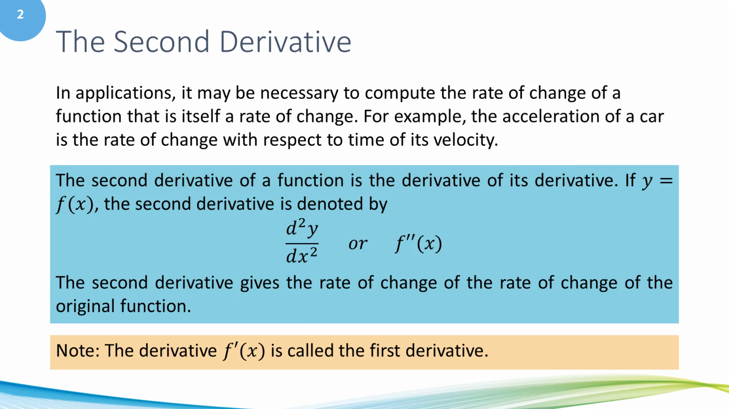The first higher order derivative that we will learn is the second derivative. This is obtained from deriving a function twice. We can also see this as the first derivative of the first derivative. The notation for the second derivative is f double prime x or d squared y over dx squared.